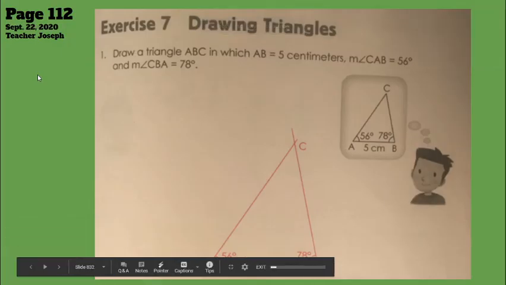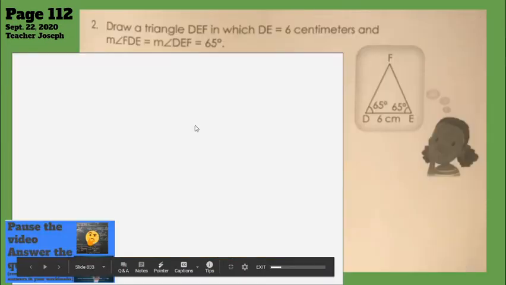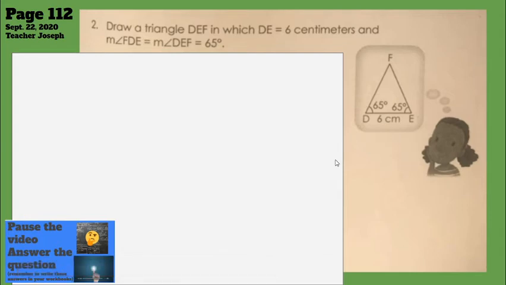All right, let's go on to the next problem, boys and girls. What we're going to do is understand how to draw another triangle. This time it's DEF, in which DE is 6 centimeters. So this right here is going to be 6 centimeters. And the measure of FDE right here is going to be 65 degrees, as well as FED is 65 degrees. Remember, this is called an isosceles triangle.